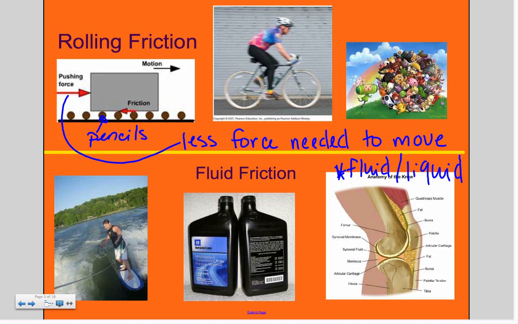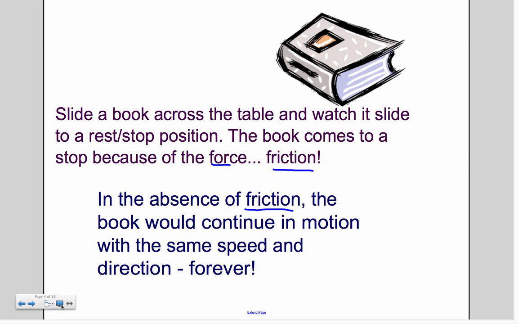This is when there's some kind of liquid in between the two objects. So if you were wakeboarding, you're not gliding on stagnant or still water, because the water is going underneath your board. The water moving between the body of lake water and your board is the fluid friction. This is also found in automobiles and in your knee. There's a little bit of liquid here that keeps your knee joint moving.